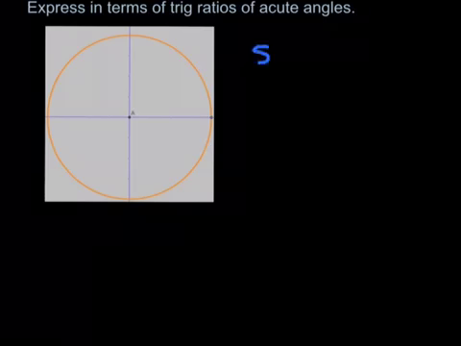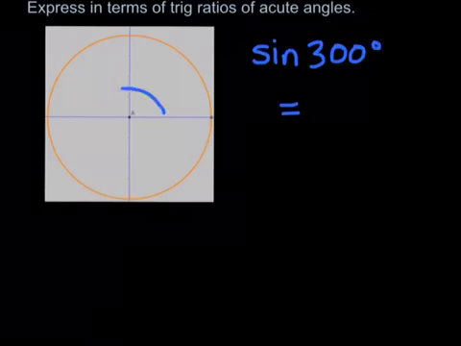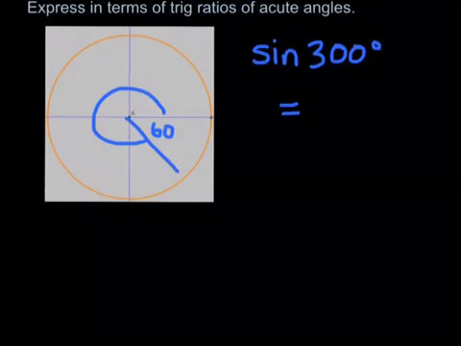Right, so this time we have sine 300 degrees. Draw 300 degrees over here. Makes an angle of 60 degrees with the x-axis. So the angle we'll be looking for is 60 degrees. Again, sine is negative in this quadrant, so it'll be negative sine 60.